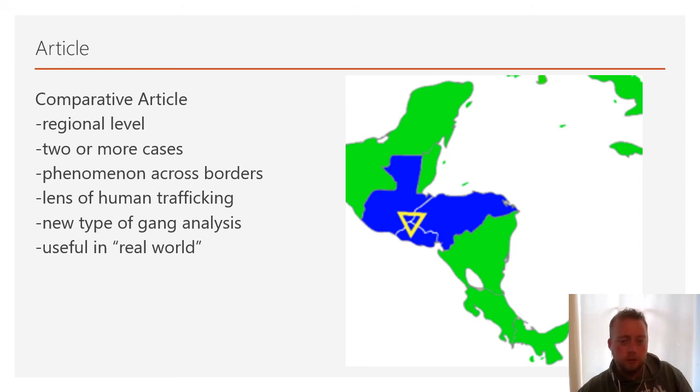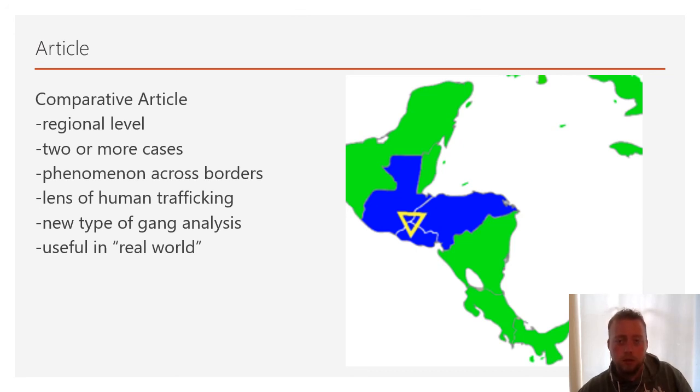Again, prediction, generalizability, applicability. We use the lens of human trafficking to look at new types of gang analysis, which is something that hasn't been done before, so it's new. I told you before that comparative politics just never stops. There's always new things popping out, new ways states are acting, new governments coming in, new administrations, new states forming, new summits, new G8s, new UN accords. And so this article is useful in the real world.